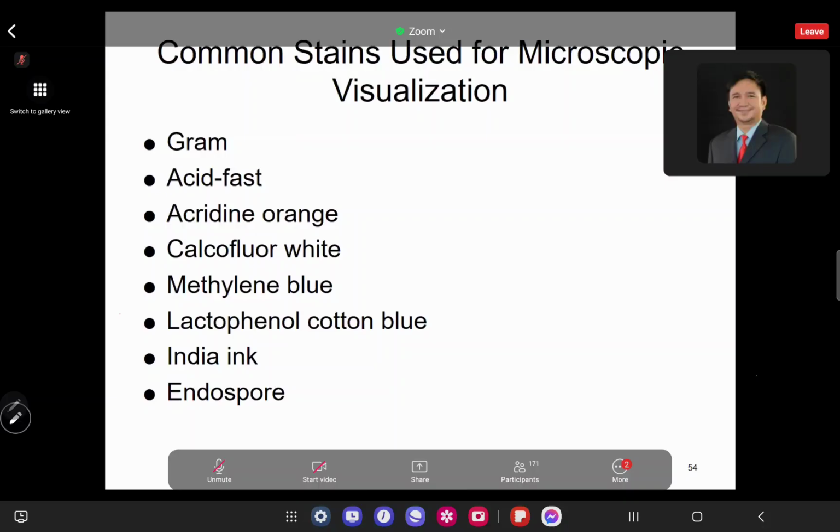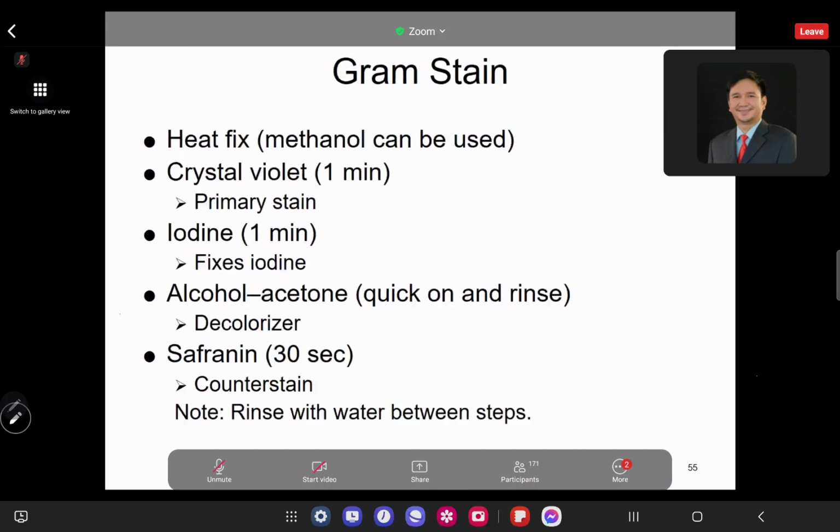Highlights resistant spores produced by genera like Bacillus and Clostridium: endospore stain. Identifies capsules, especially in Cryptococcus species. So this is a fungus. India ink, very good. Fluorescent stain used to detect nucleic acids in bacteria: acridine orange.